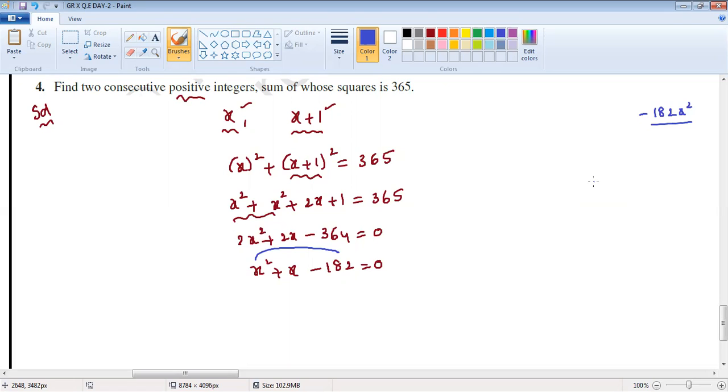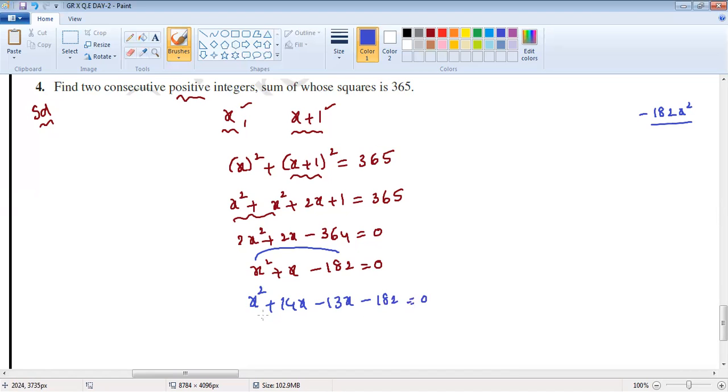Did you get the answer? Sir, 13 and 14. Yes, 13 and 14. Previous sum we have done the same way. Yeah. What do you get? x square plus 14x minus 13x minus 182 is equal to 0.